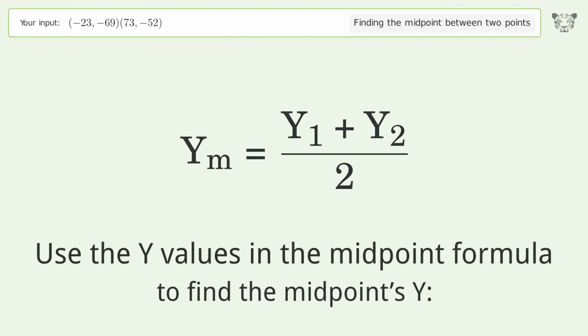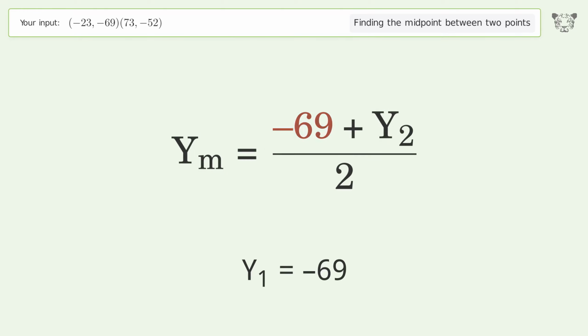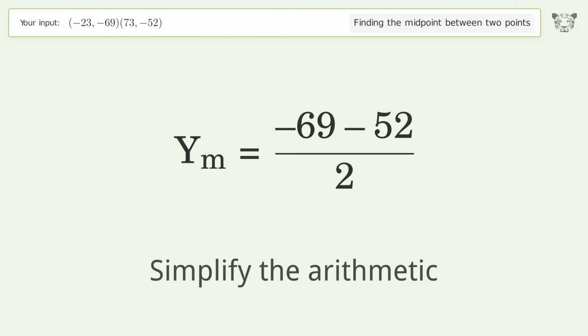Use the y values in the midpoint formula to find the midpoint's y. y1 equals -69. y2 equals -52. Simplify the arithmetic.